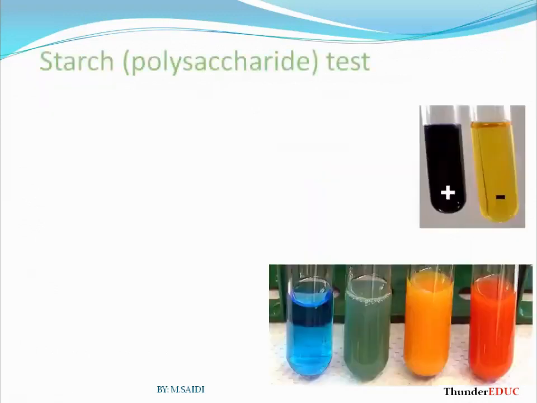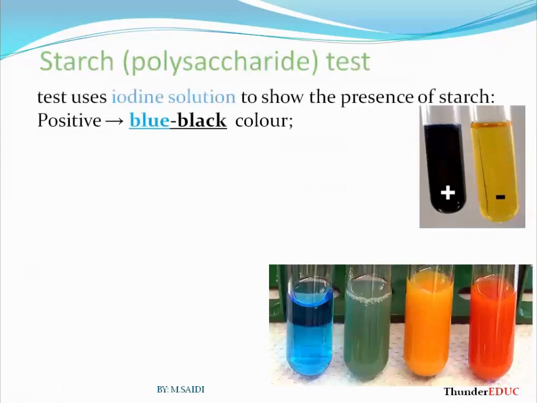Let's look at how you test for starch. Starch is tested by using iodine solution. To show the presence of starch, if starch is present, it will turn blue-black. So if starch is present, it will turn like this. It looks black here, but if you shake it, it becomes blue.